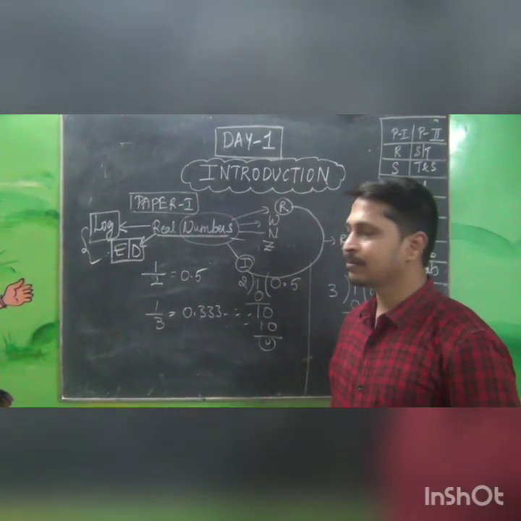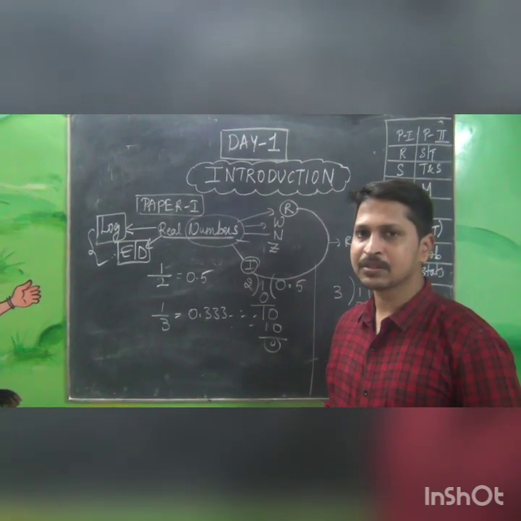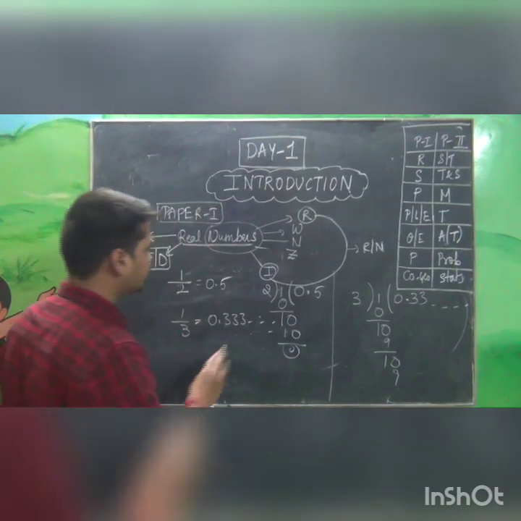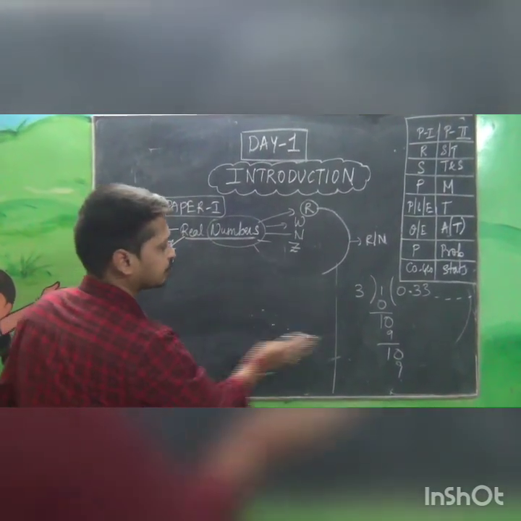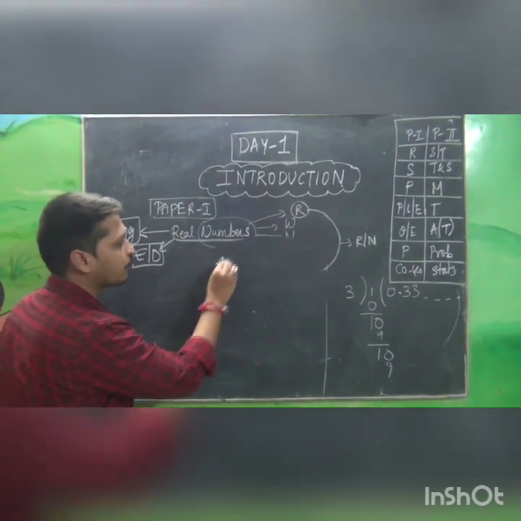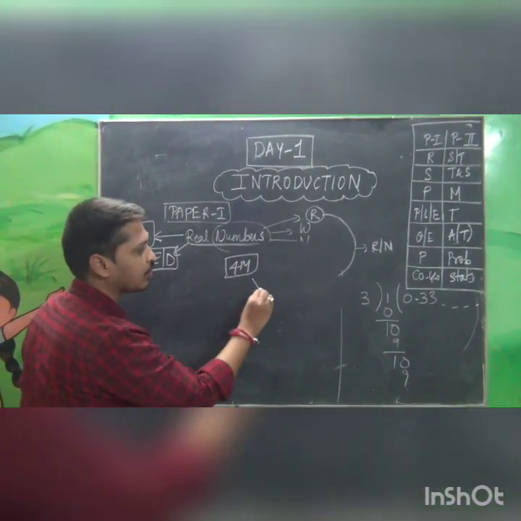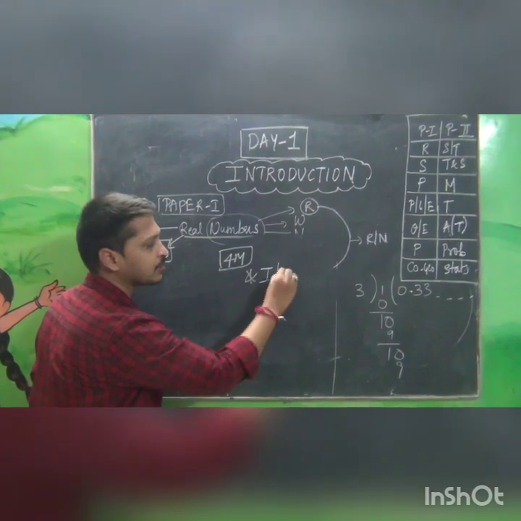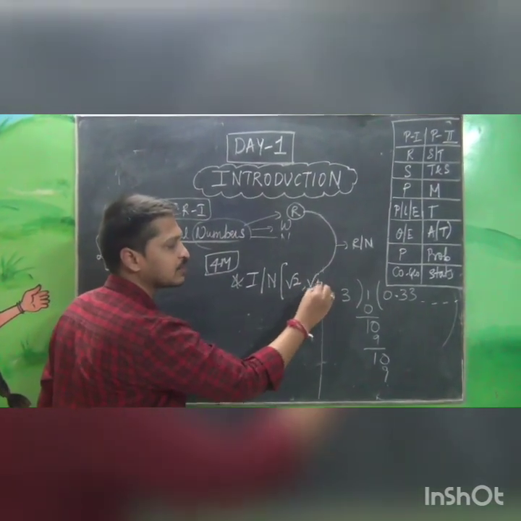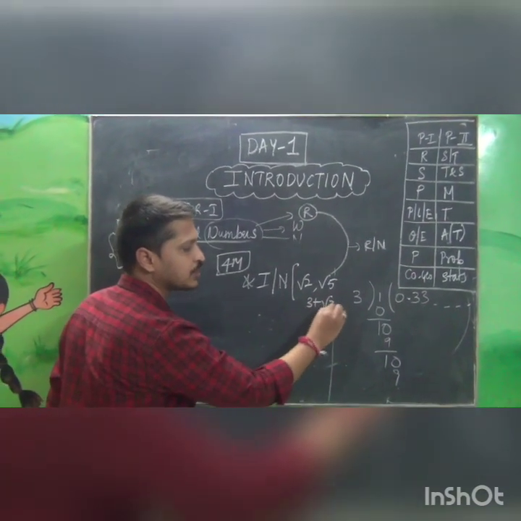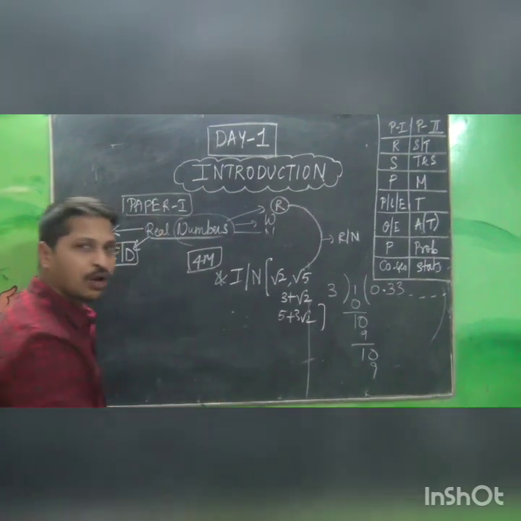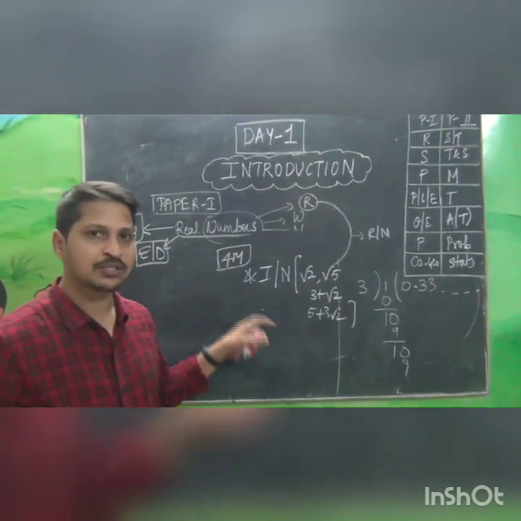Now from the examination perspective, a very important concept in real numbers is irrational numbers. Now I will show you what is important there. In the examination, a 4 marks question will come from irrational numbers: show that root 2 is irrational, show that root 5 is irrational, show that 3 plus root 2 is irrational, show that 5 plus 3 root 2 is irrational. So these are all very important questions in chapter 1.